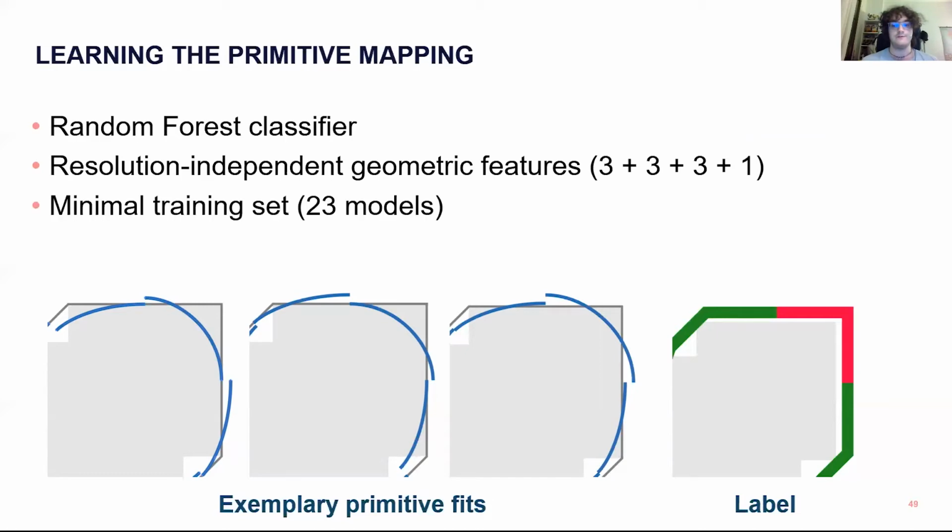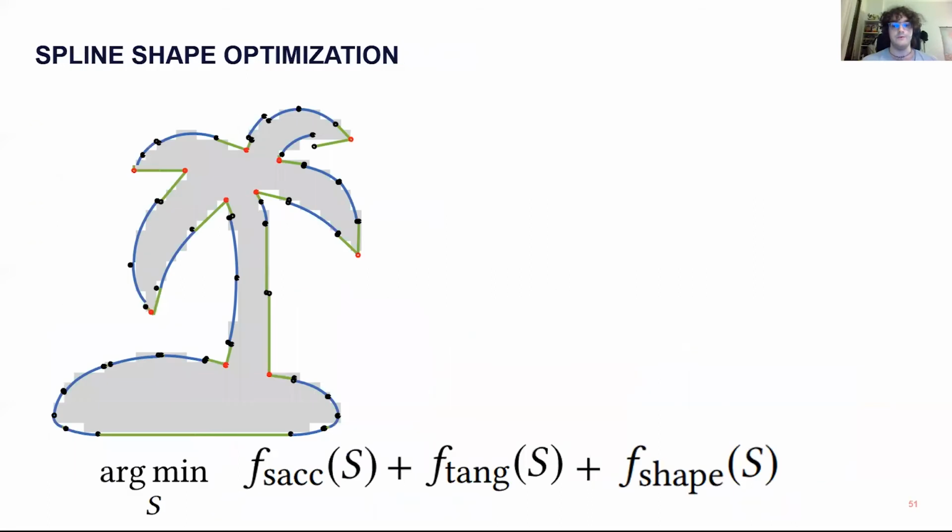The classifier is trained on 23 manually annotated models, in contrast with over 100 models of Orzan et al., and achieves 99.3% accuracy, using a 50-50 split between training and the testing set. After computing the per-corner primitive configurations, we then optimize the control points of all primitives to generate a spline well aligned with human expectations.